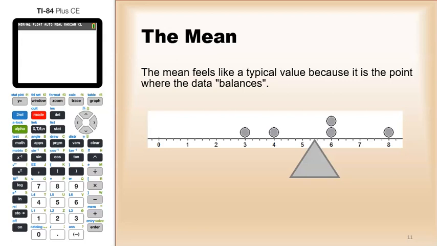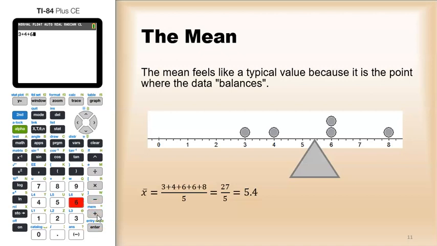Now, the way we compute the mean, again, is that we add up all the values. So, we have 3 plus 4 plus 6 plus 6 plus 8 gives us 27. And then I divide by the 5 numbers that are there. And you see that the mean is 5.4.